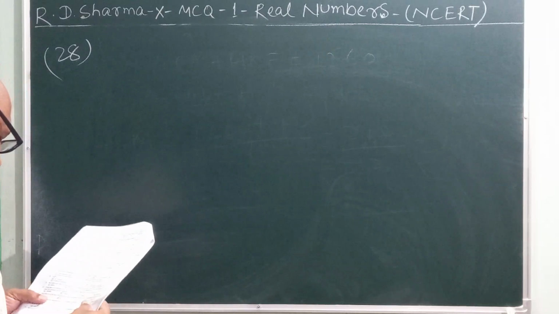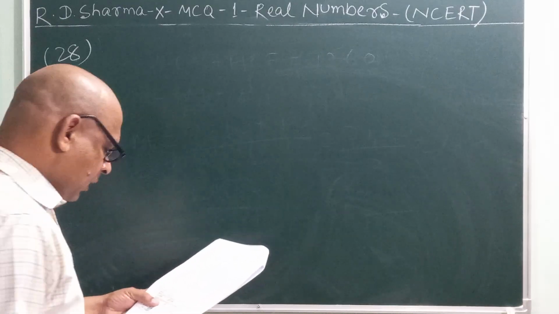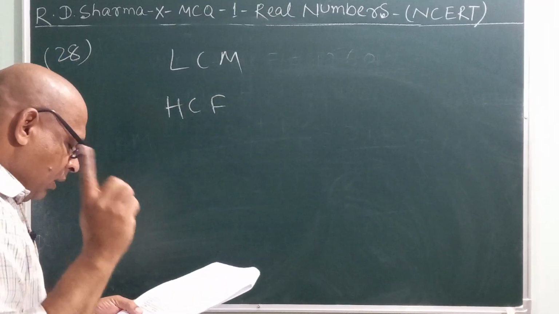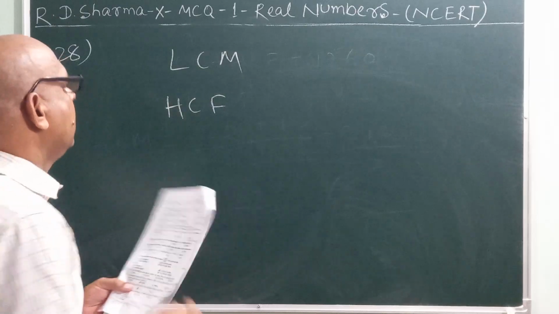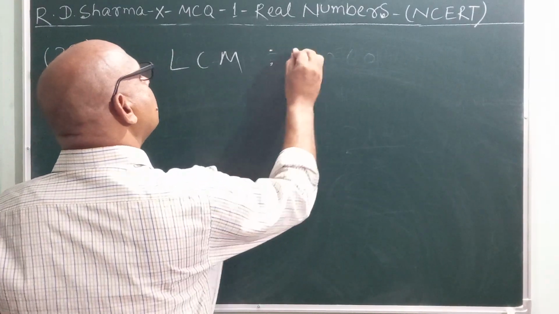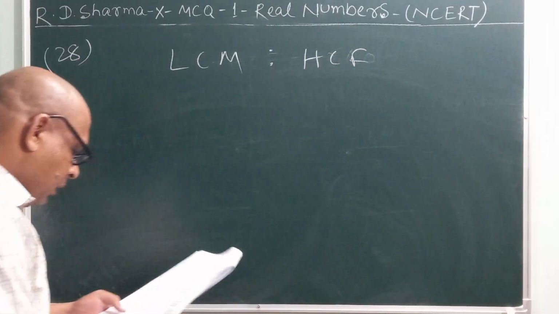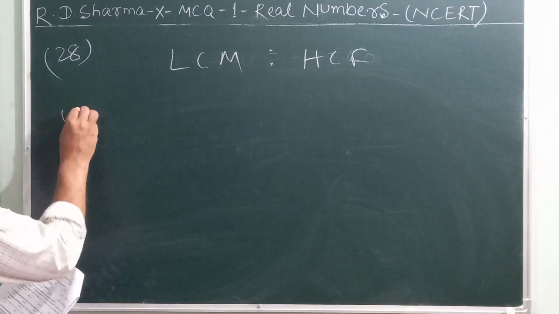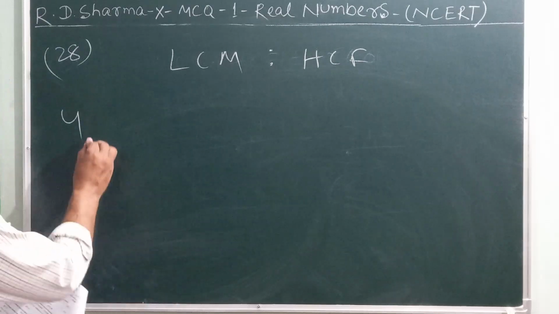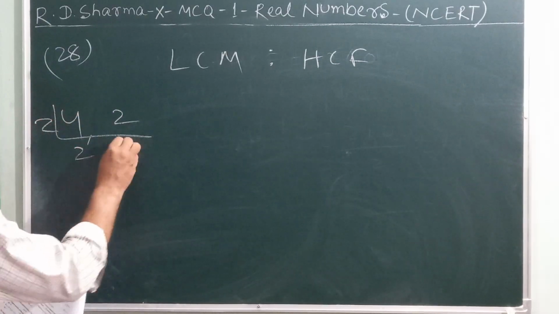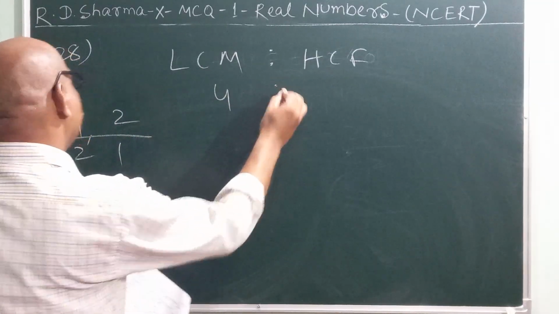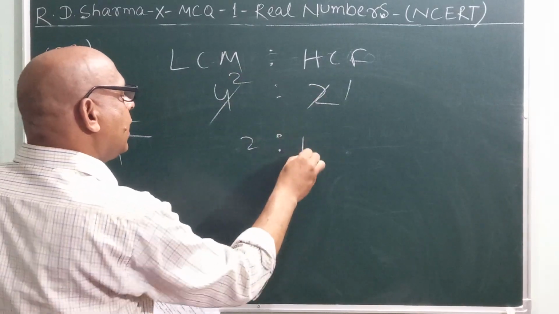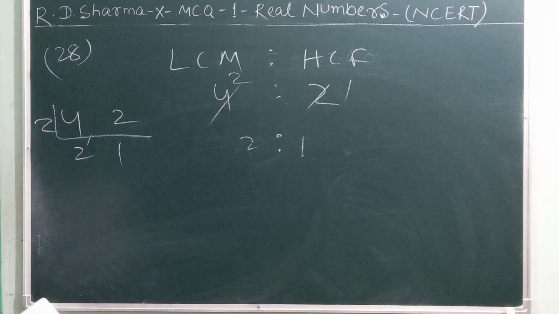The ratio of LCM and HCF of the least composite number and the least prime number. The least composite number is 4, and the least prime number is 2. LCM is 4, HCF is 2, so the ratio is 2:1. Question 28, the right answer.